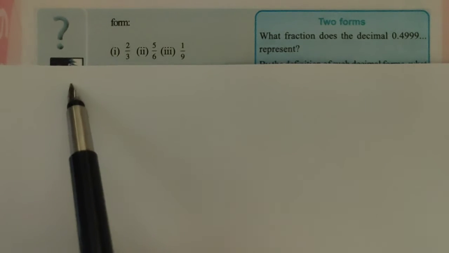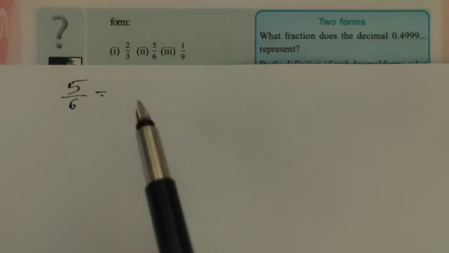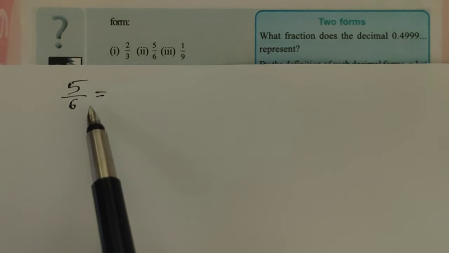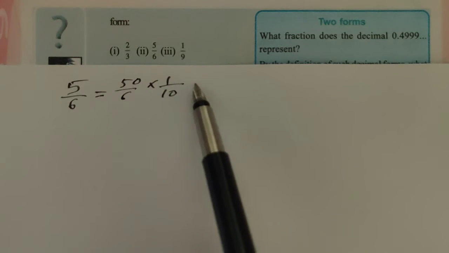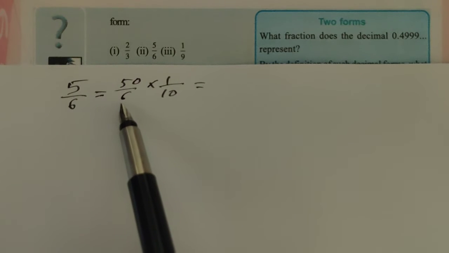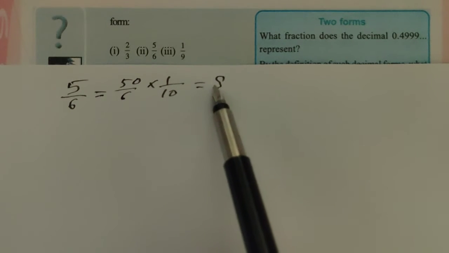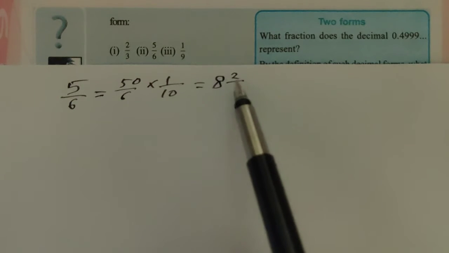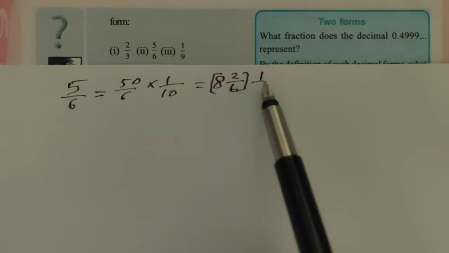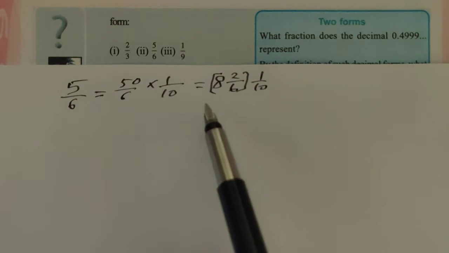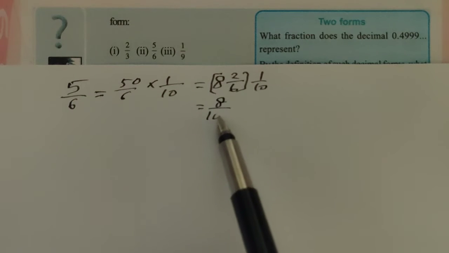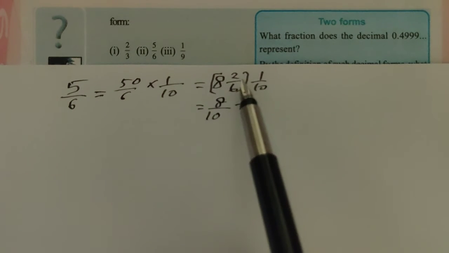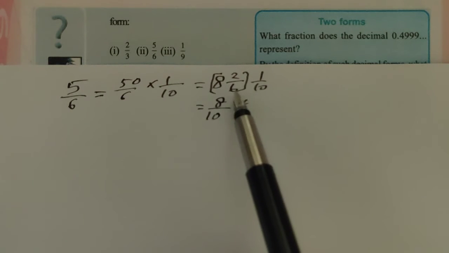Now the second one, 5 by 6. You want to transfer 5 by 6 so the denominator is a multiple of 10. That is 50 by 6 into 1 by 10. What is 50 by 6? 8 sixes are 48 and the remainder is 2. Then you get 8 plus 2 by 6, into 1 by 10. That is 8 into 1 by 10, which is 8 by 10, plus 2 by 6 into 1 by 10. In 2 by 6 into 1 by 10, the 2 and 10 cancel, giving 1 by 6 into 5, which is equal to 1 by 30.